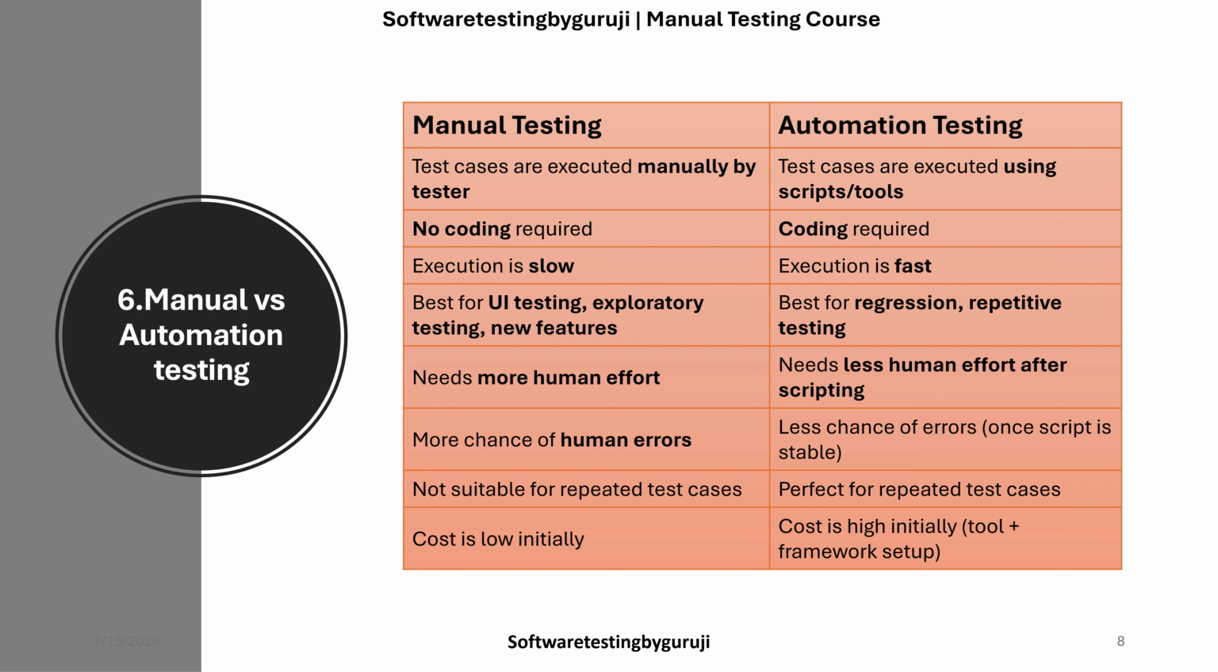Then manual testing is best for UI testing, exploratory testing, and new features. Automation testing is best for regression and repetitive testing. Manual testing needs more human effort. Automation testing needs less human effort after scripting. In manual testing, there is more chance of human errors, but in automation testing, fewer chances of error once the script is stable. Manual testing is not suitable for repeated test cases, and automation testing is perfect for repeated test cases.